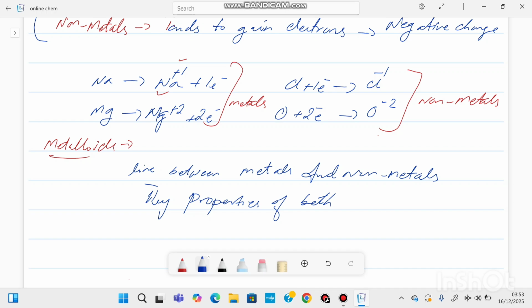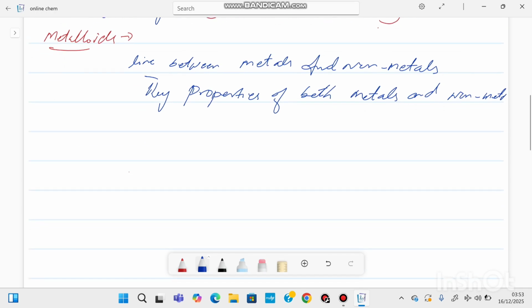Metalloids show properties similar to metals and also like non-metals. So they contain properties of both metals and non-metals. As examples, you have boron, silicon, germanium, arsenic, antimony, and polonium. So this is a kind of a line.